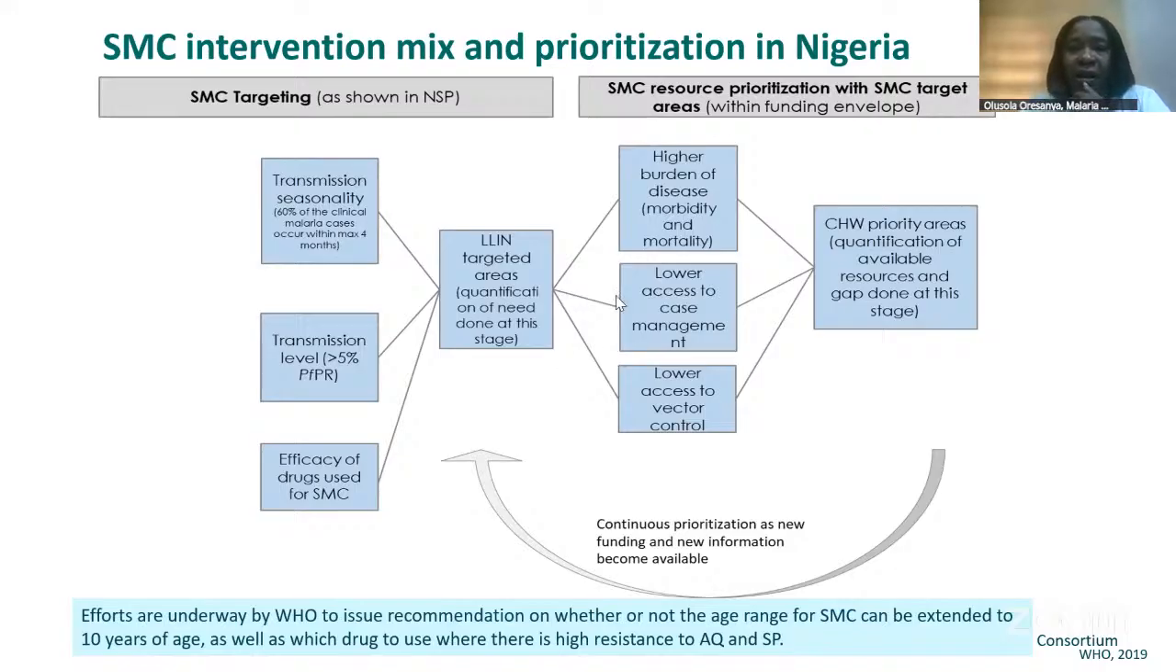Okay. And then in terms of resource prioritization for SMC, because this could not be implemented everywhere, there was a need to also look at other parameters to prioritize the areas where these interventions would be deployed. So areas where you have lower access to case management and lower access to vector control intervention, those areas were prioritized for this intervention.